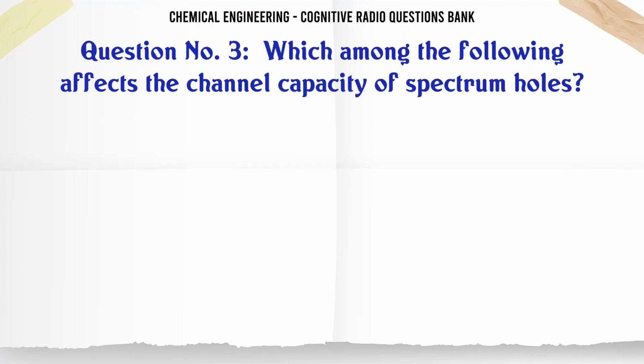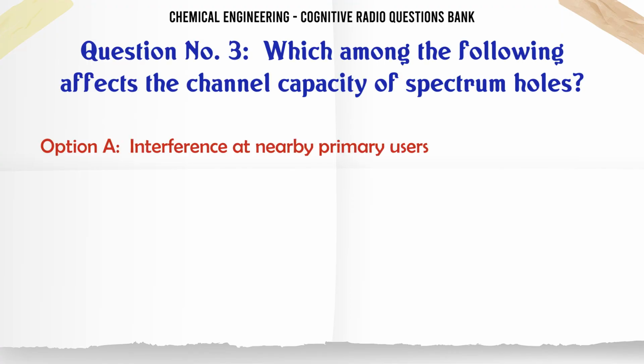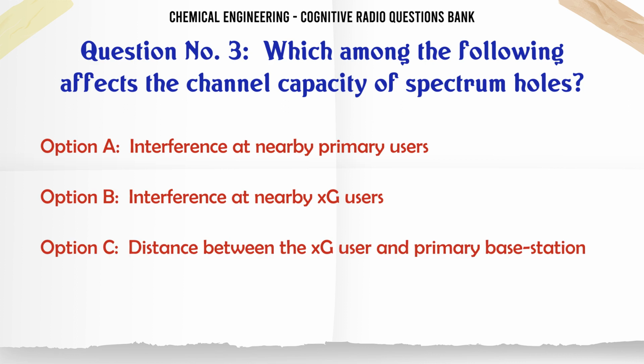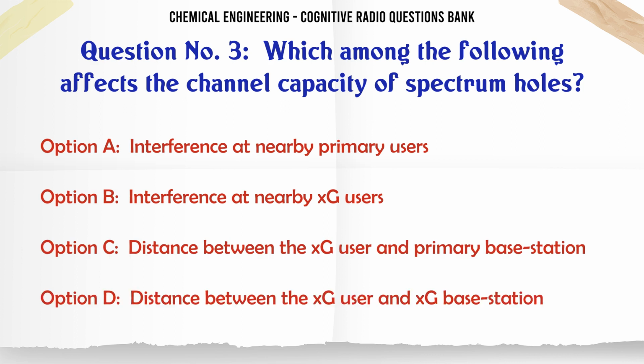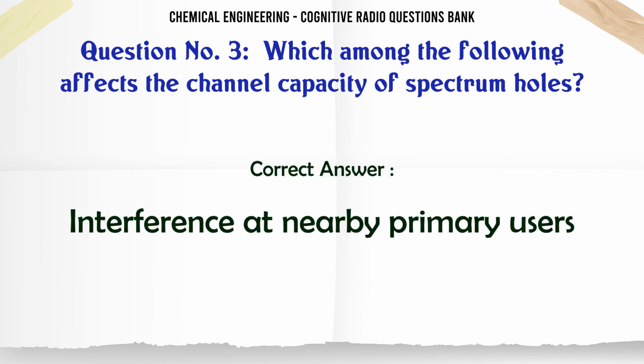Which among the following affects the channel capacity of spectrum holes? A. Interference at nearby primary users. B. Interference at nearby XG users. C. Distance between the XG user and primary base station. D. Distance between the XG user and XG base station. The correct answer is interference at nearby primary users.